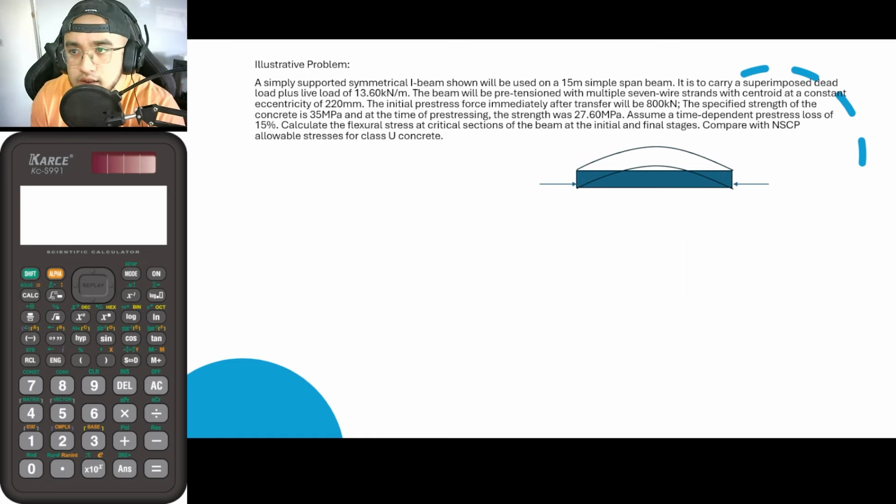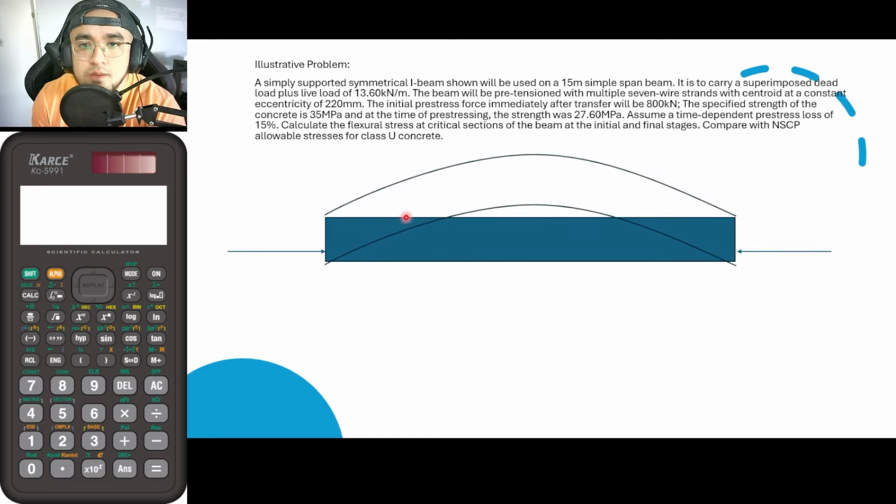So let me just hide everything and let us focus on this particular figure. When we say eccentricity, it is the distance from the neutral axis up until the pre-stressing force. So let's suppose that this is the neutral axis, and if we measure this value, this is the eccentricity. And if that is P, since we have an eccentricity, multiplying the force by the eccentricity would produce a particular moment. So this is the moment.